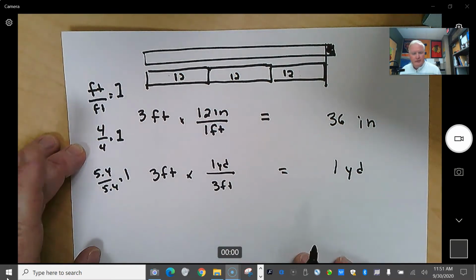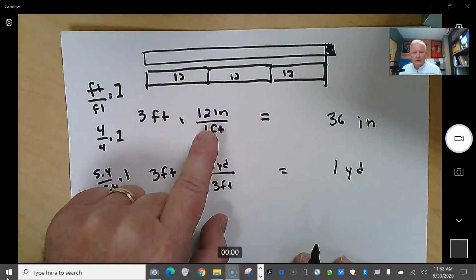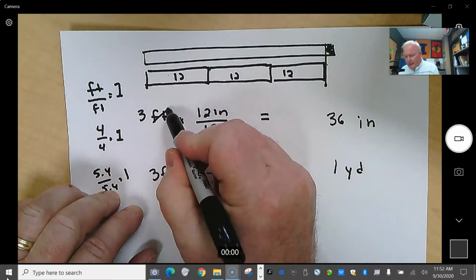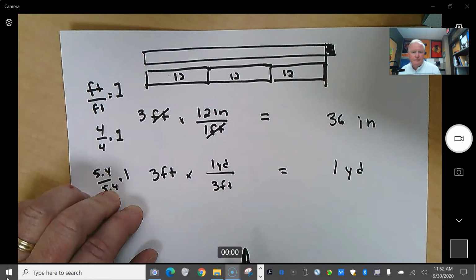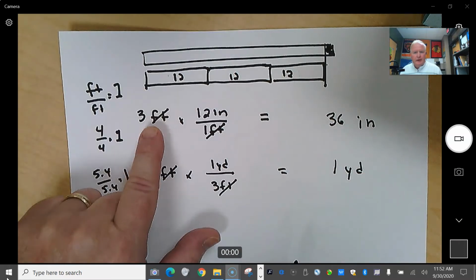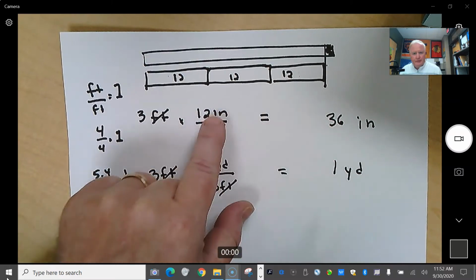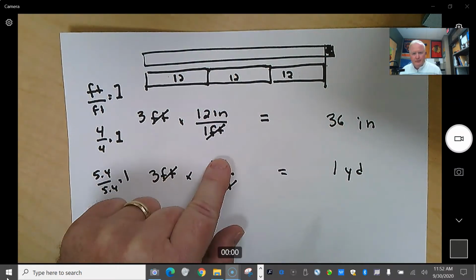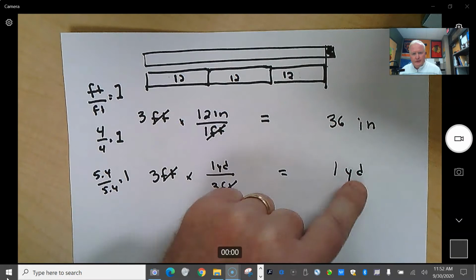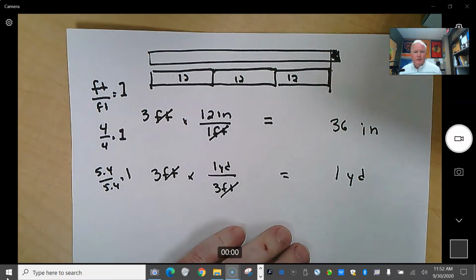They cancel out. The most important thing is that when we look at our conversion, we cancel things out. We cancel the feet out, and then we're left with just a number of things: 3 times 12, 36, and inches. And 3 times 1, and yards, divided by 3. So 3 times 1 divided by 3, we get 1. So we already know that.